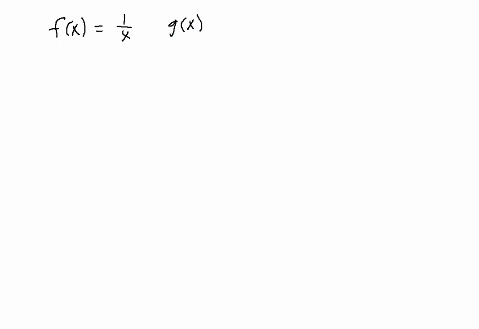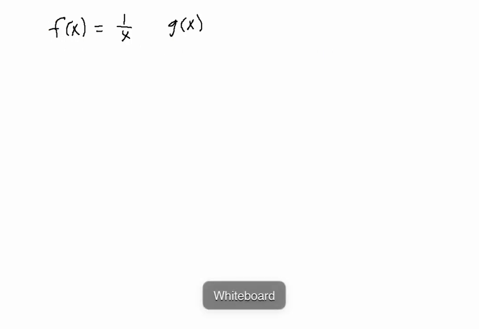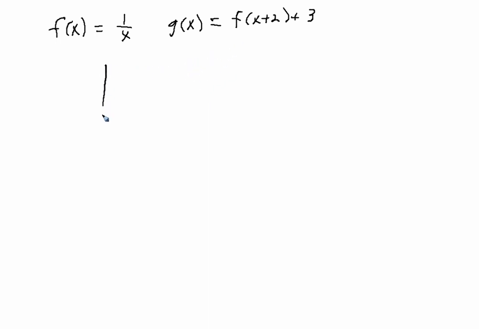All right, so what do we got here? We know that f of x is equal to 1 over x, and our g of x function, let's see, what is our g of x function equal to again? It's f of x plus 2 plus 3. Now, what do they want from us? Well, they want us to give a sketch of that function. So let's come in and make ourselves a glorious coordinate system here. So there's my x and my y axes.